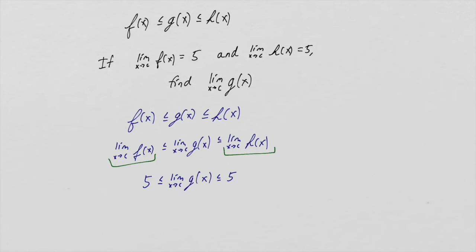So we know from inequalities that what that means is that the limit as x approaches c of g of x has to live between, or equal to, 5 and 5. And the only value that makes this inequality work is 5. So we can say that this right here is 5. So the limit as x approaches c of g of x equals 5.